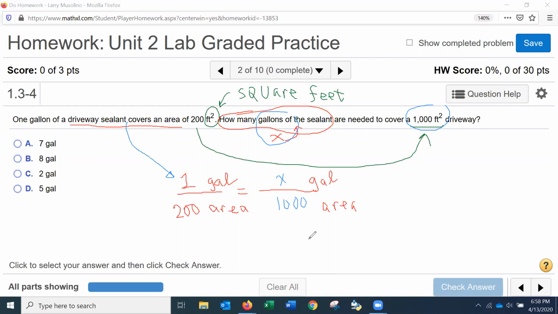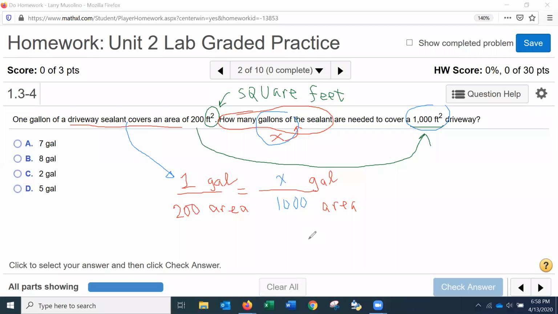All right, so I set one fraction equal to another, and I just had to be careful to set up the fractions in the same way, meaning I put gallons on the top of the fraction and the area of the driveway on the bottom of the fraction. Now I'd like to solve this equation for X.